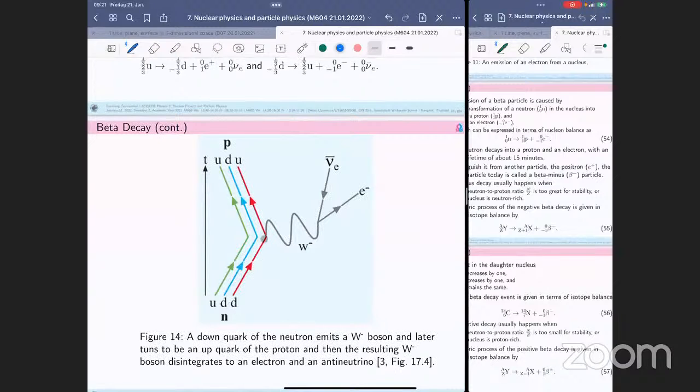This down quark emitted the W minus boson. Okay, the down quark of the neutron emits a W minus boson, and later turns to be an up quark. It changes itself to become the up quark of the proton, and this particle now becomes a proton, no longer a neutron. And the W minus boson disintegrated into an electron and an anti-neutrino.